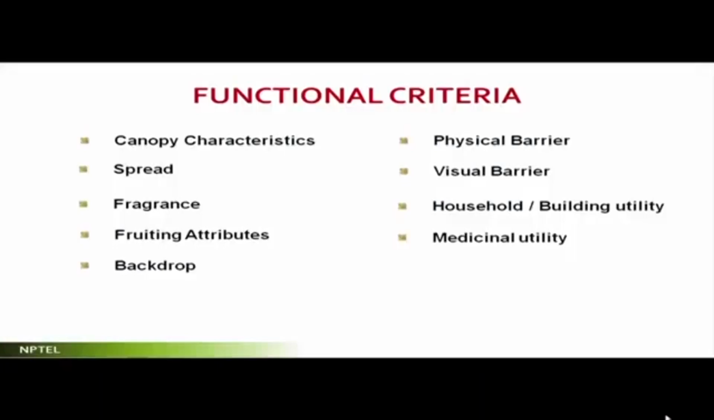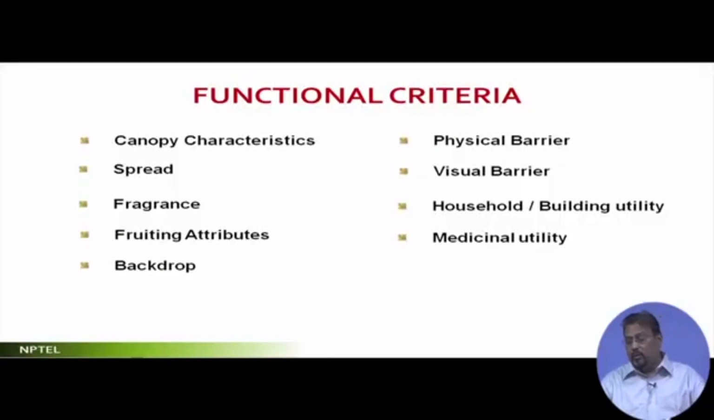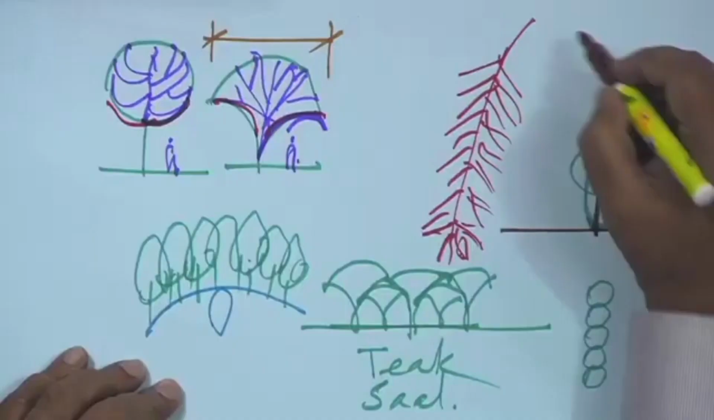Okay? Then medicinal utility. There are many plants which have very strong medicinal utility. Now, let me tell you an example. There's a tree called Terminalia arjuna, locally called the Arjuna tree. The botanical name is Terminalia arjuna. The Arjuna tree's speciality is very peculiar. I am using the same plate for your discussion.